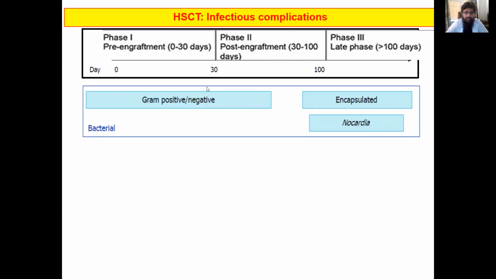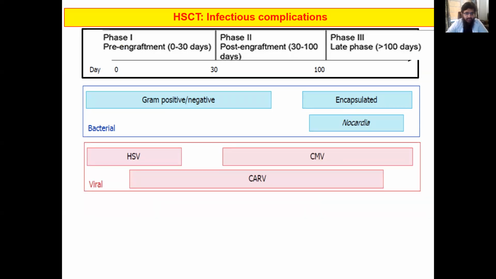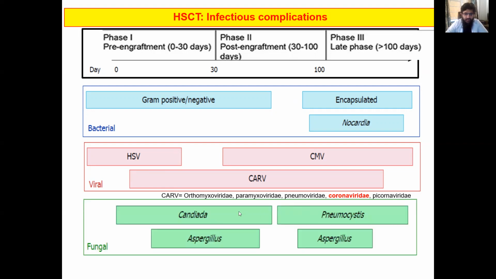In bacterial infections, in the earlier phases, we see gram-positive or gram-negative infections, and in the later phases, encapsulated bacteria or opportunistic infections like Nocardia are common because of impaired cell-mediated immunity. In viral infections, herpes simplex is more common in the early phase, and cytomegalovirus in the late phases, and community-acquired respiratory viruses can be seen in both phases. Regarding fungal infections, Candida and Aspergillus in the early phase, and in the late phases, Pneumocystis is more common, and Aspergillus can also be seen. Pneumocystis more so if the patient is not on any prophylaxis for Pneumocystis infection.